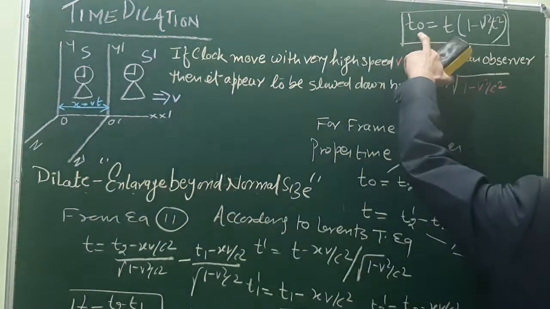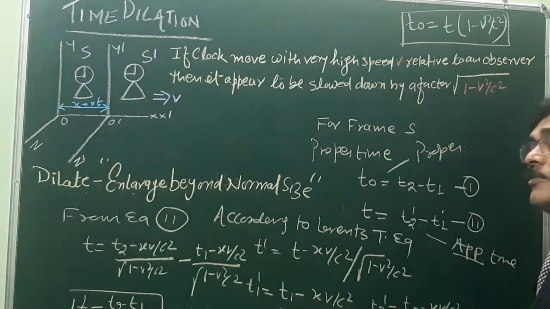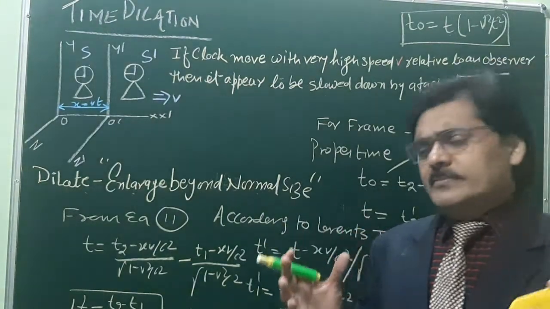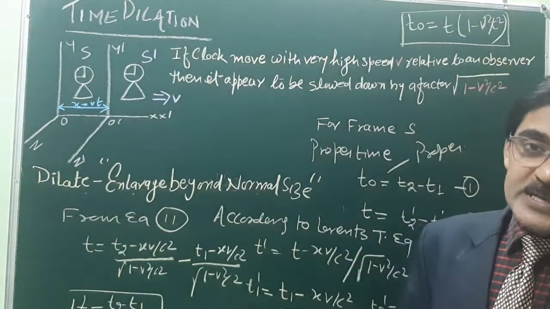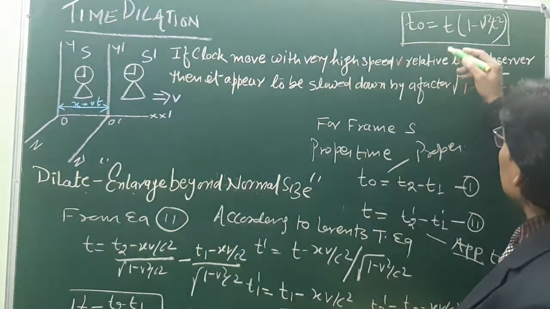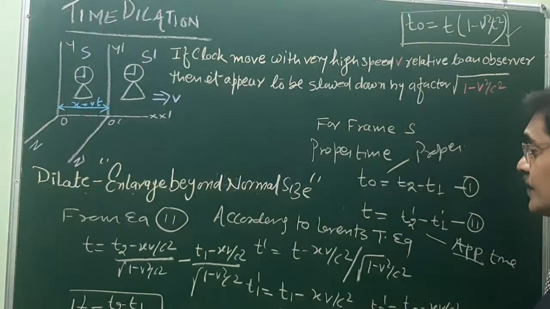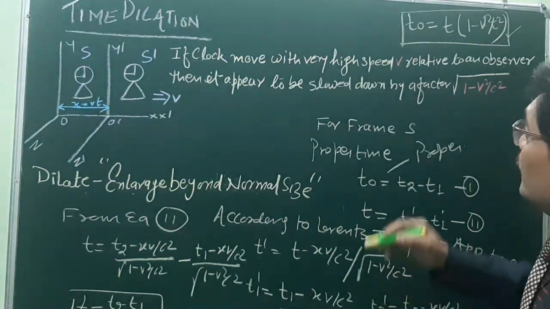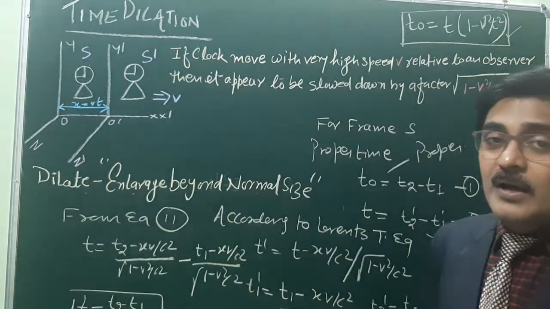With the help of this formula, where t naught is the proper time and t is the apparent time, we can calculate so many numerical problems which come in your university exam. So it is easy to find out the formula t naught is equal to t under root 1 minus v square upon c square. In our next topic, we will try to prove that time dilation is a real effect in our real life.